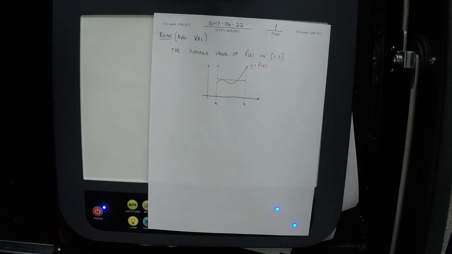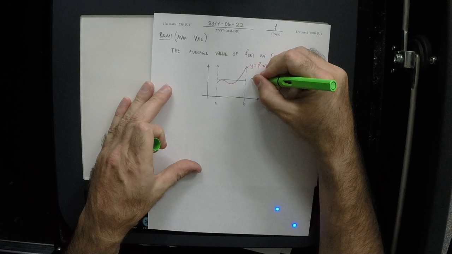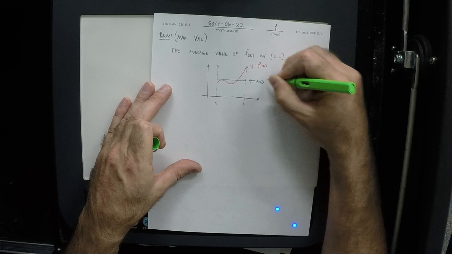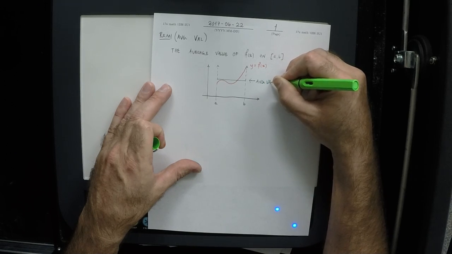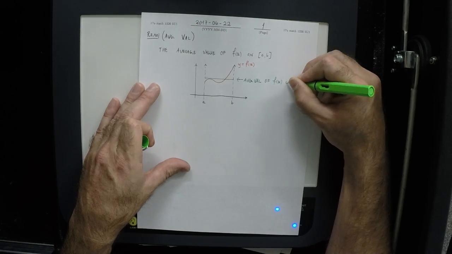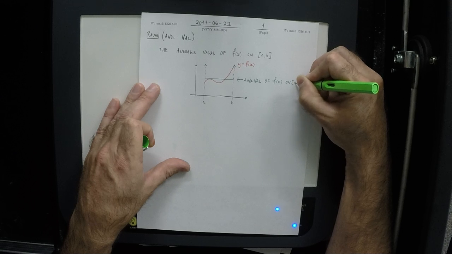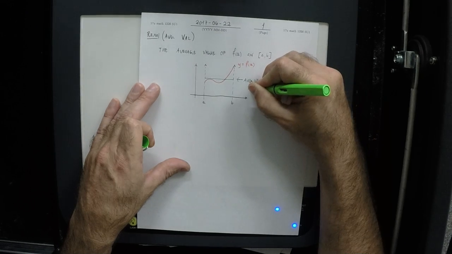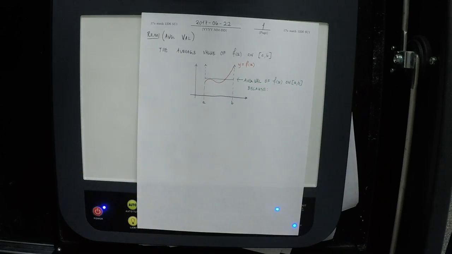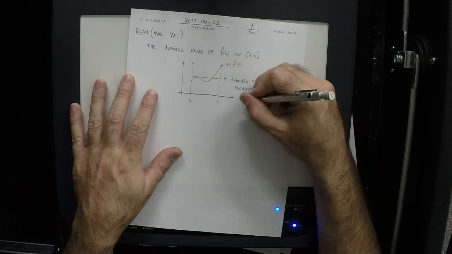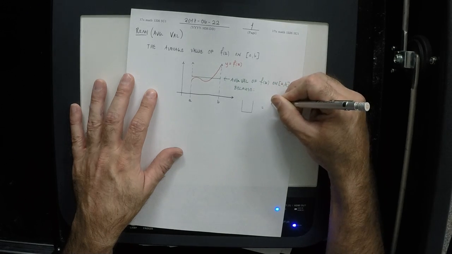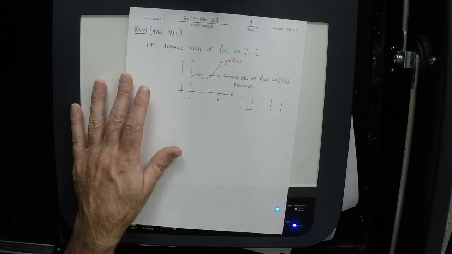So what I'm telling you is that this is the average value of f of x on a to b, because this area is the same as this area.